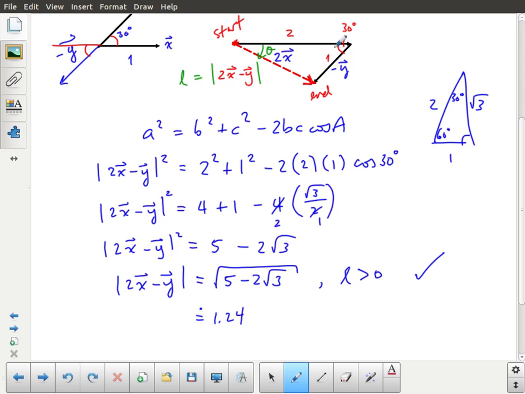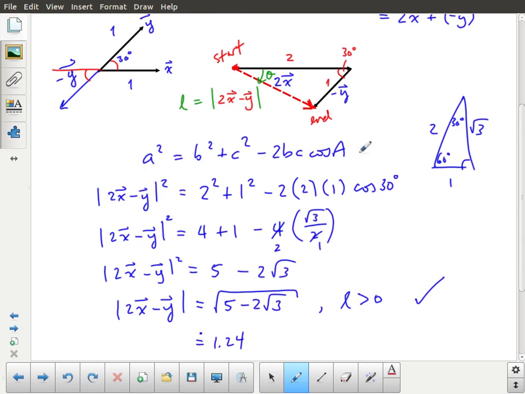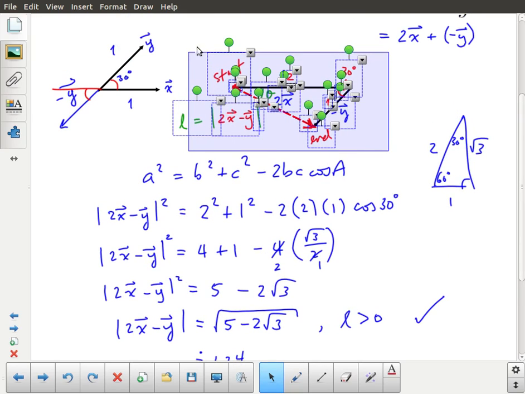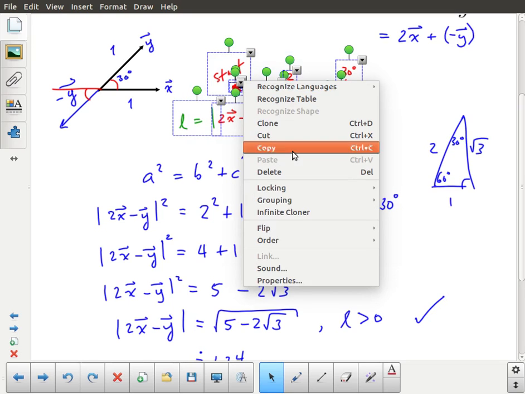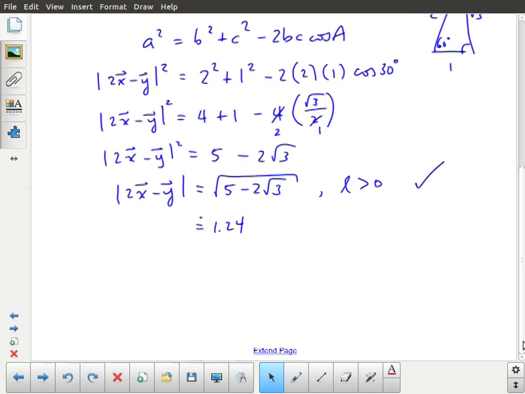Do we have any other options though? Is there anything else that lends itself here? It doesn't actually look like there's anything else I can do with this. So I'm going to use the sine law. I think I'm actually going to take a quick copy of this, bring that down here and paste it.